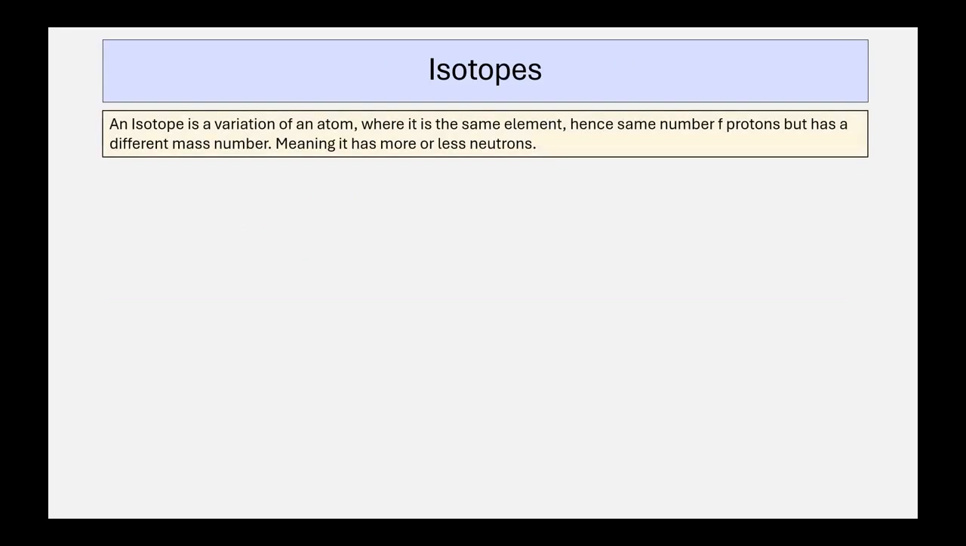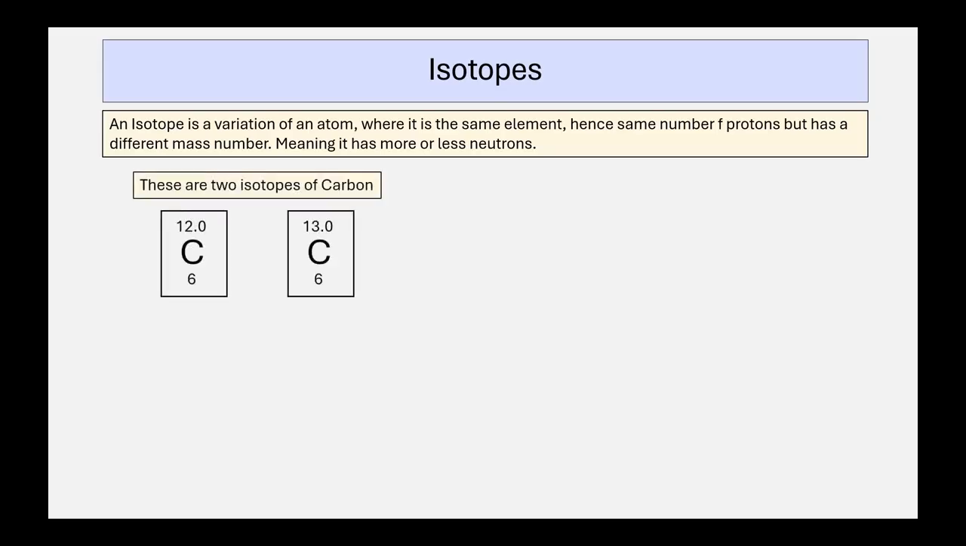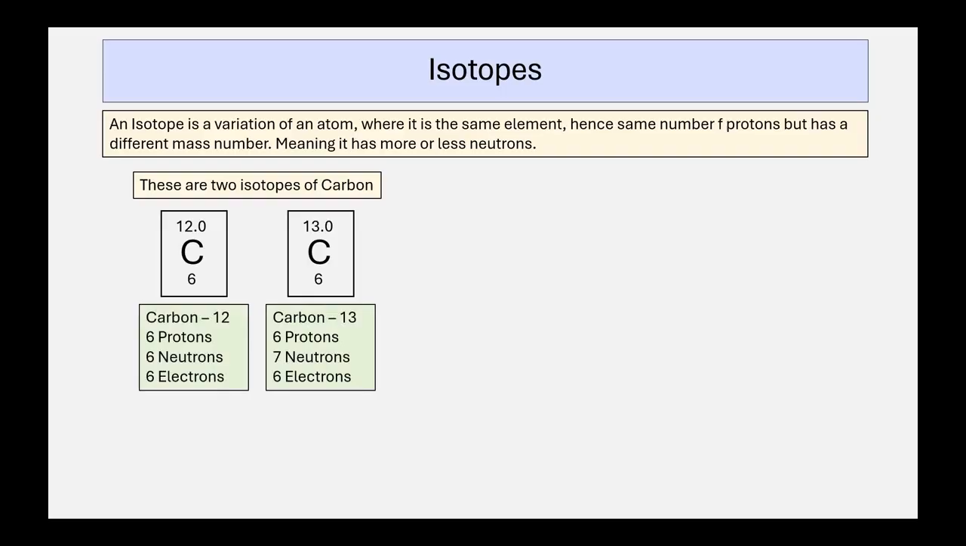Isotopes. An isotope is a variation on an atom where it is the same element, hence the same number of protons, but has a different mass number, meaning it has more or less neutrons. I'll give you some examples. Here are 2 isotopes of carbon. They both have 6 protons. We have carbon-12 and carbon-13, both 6 protons, but carbon-12 has 6 neutrons and carbon-13 has 7 neutrons.